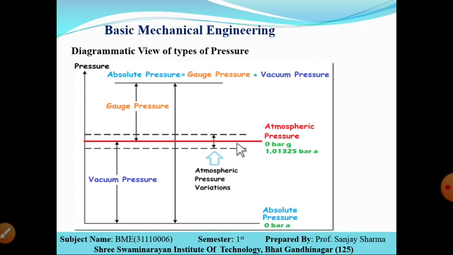Again, from this red line, if we are moving at the top, this is the gauge pressure. This can be as per the capacity of the working system. For gauge pressure, whatever system you want to work with, high pressure or low pressure, that depends on us.